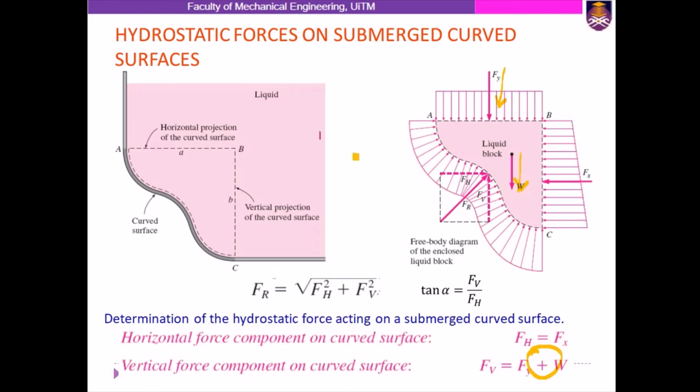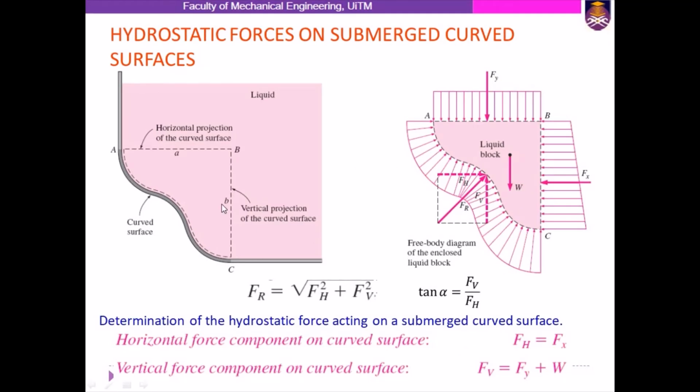If the direction is different, for instance when the fluid is above the curved surface, like this, then our Fy is acting upwards and our W is acting downwards. When this happens, this one will become minus, because the force is acting in the opposite direction. The hydrostatic force acting on the curved surface is called Fr. Fr equals the square root of Fh squared plus Fv squared. Then we will get the value of Fr.